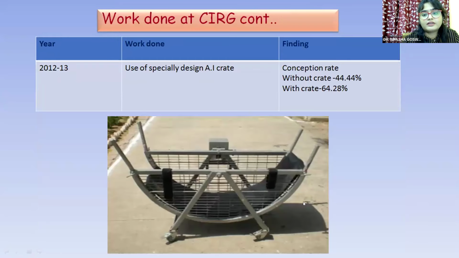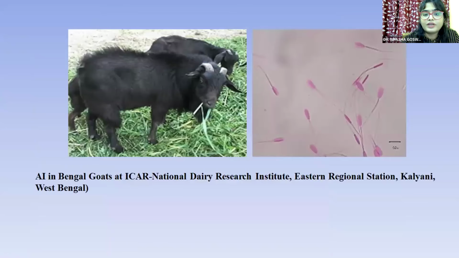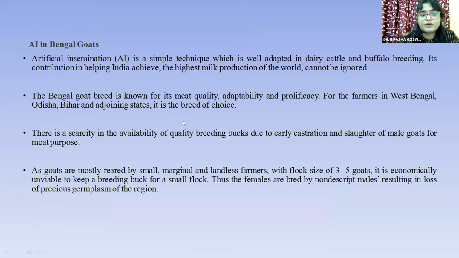Here you can see the apparatus in which AI is performed. This is the goat, a Black Bengal goat. It is very famous in our West Bengal because of its prolificacy, its skin, and its meat quality. With this breed, the ICAR National Dairy Research Institute, Eastern Region Station, Kalyani, India, has worked, and they are making AI straws also.